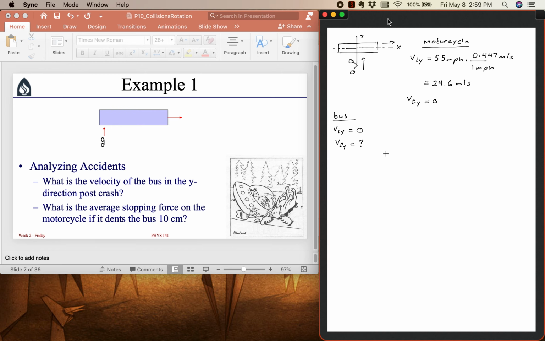The other thing we need to figure out are the masses of both vehicles if we want to conserve momentum. So we don't have precise values for this, but let's estimate that the mass of the motorcycle is about 100 kilograms. So that would be the motorcycle plus the rider. And let's say that the mass of the bus, on the other hand, would be much bigger. Let's say that's around 10,000 kilograms. Okay, so let us then conserve momentum in the y direction.